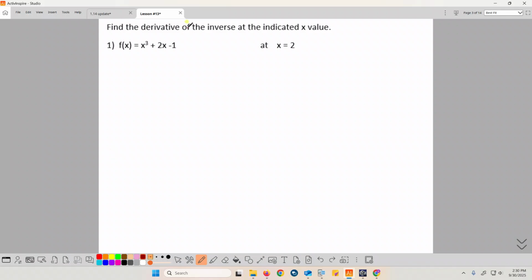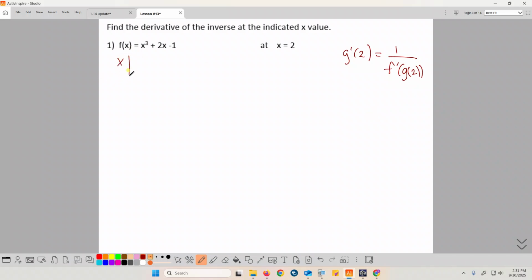So here we have a function, right? x cubed plus 2x minus 1. We'll just call it f, right? And we want to find the derivative of the inverse at x equals 2, basically. So basically what we're looking for is g prime of 2. That's what we're looking for, right? Which really means we're doing 1 over f prime of g of 2, okay? And so this means that we need to figure out what g of 2 is, okay?